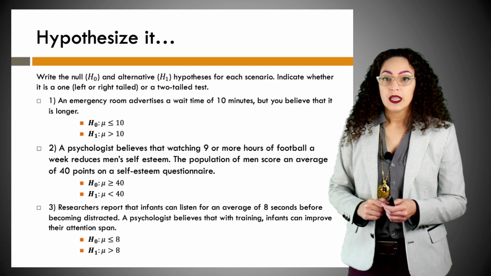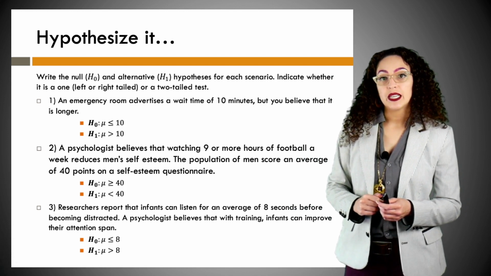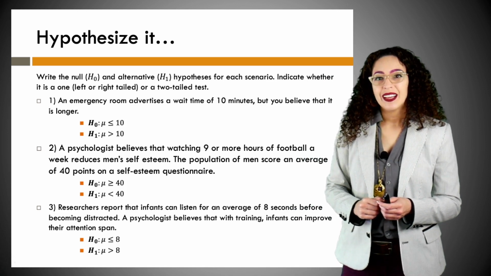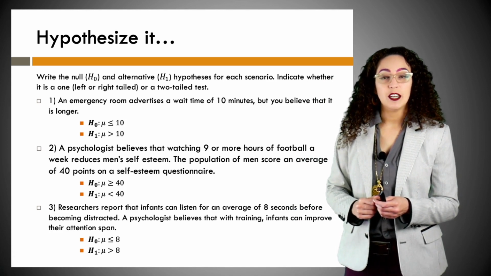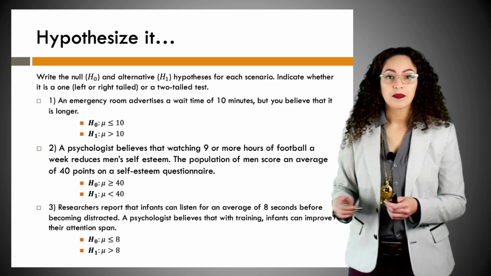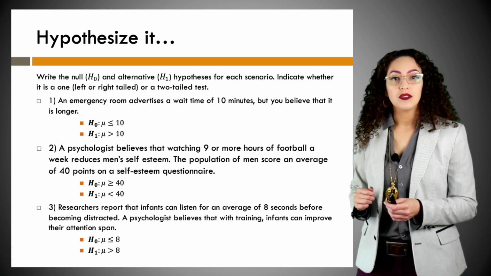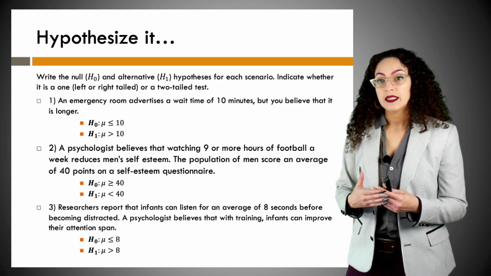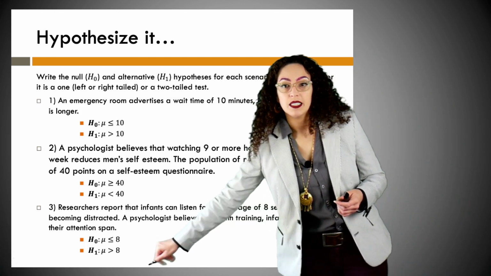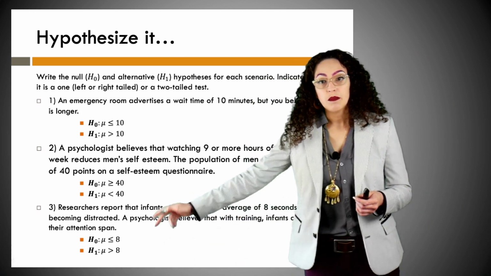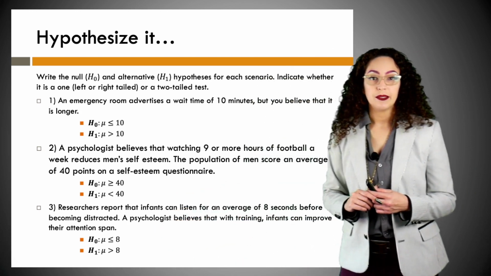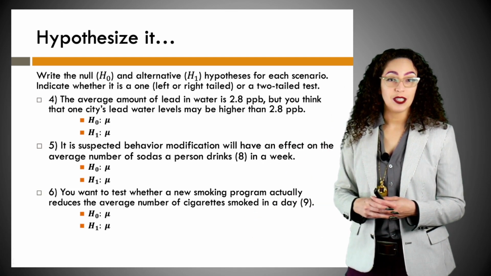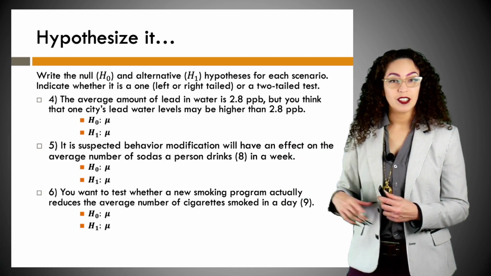And number 3, researchers report that infants can listen for an average of 8 seconds before becoming distracted. A psychologist believes that with training, infants can improve their attention span. Here is our key word: improve. So that means to go up. So our alternative would state that mu is greater than 8. And our null would be mu is less than or equal to 8. Here's another round of hypotheses to test yourself on. So pause me again and give it a go.